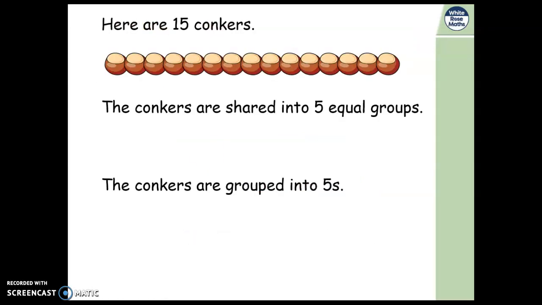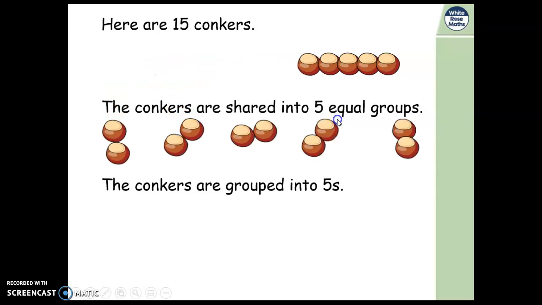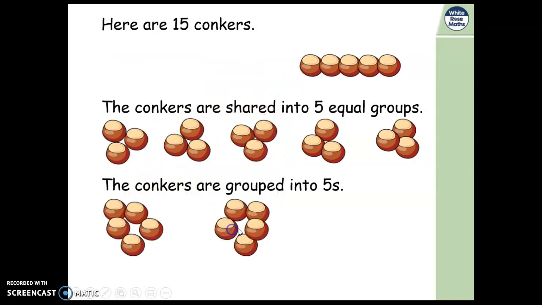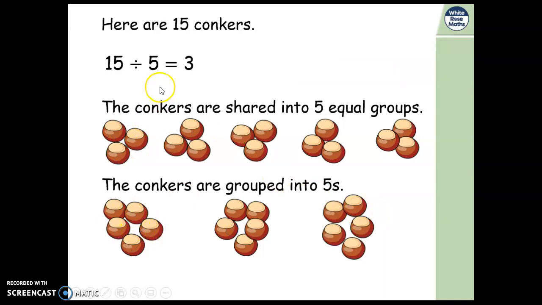Here we have 15 conkers. Conkers are shared into 5 equal groups. So we share them between 5. Okay, we kept going back with 1, 1, 1, 1. If we look at grouping them in 5s, we can put 5 there, 5 there, 5 there. It gives you the same sum and the same answer.